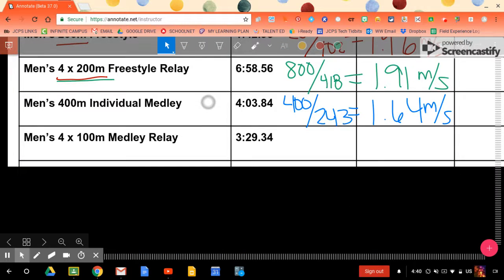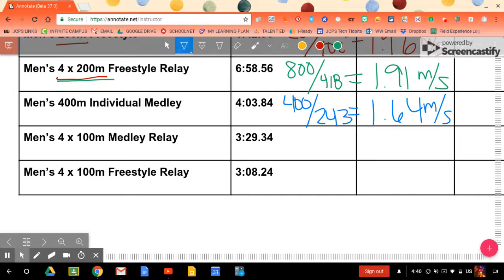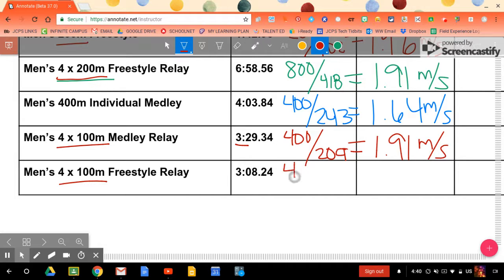And then the last two, 4 by 100 meters relay. So you take 4 times 100, you get 400, and you take 3 times 60 for your minutes to get 180, and then you add 29, so you get 209. So you take 400 divided by 209, and you get 1.91 meters per second.